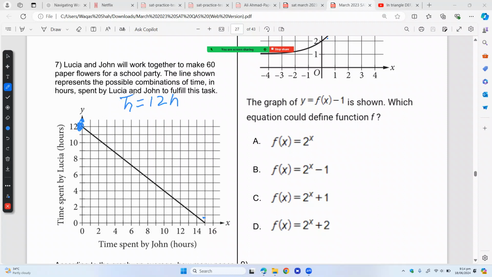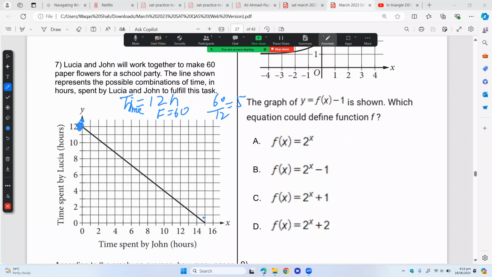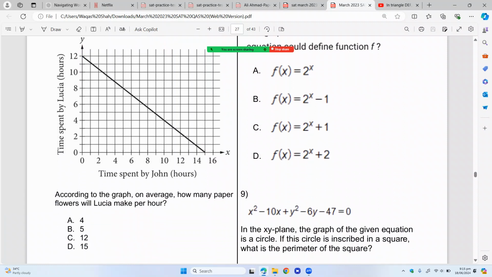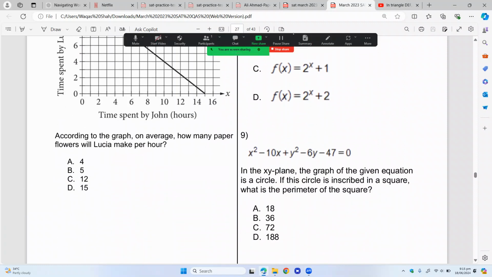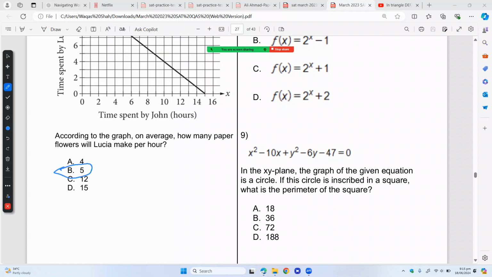So this is the time. She will spend 12 hours and the number of flowers is 60. When she spends 12 hours to make 60 flowers, it means that in 1 hour she will make 5 flowers. When you divide 60 by 12, the answer is 5. So she will make 5 flowers in 1 hour. So option B is the correct one.